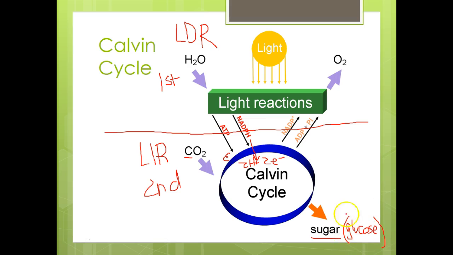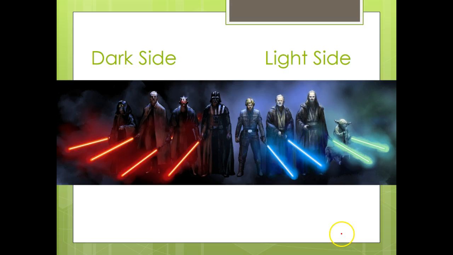So the plant will store energy in glucose until it's ready to break that glucose down into ATP molecules. Okay, so let's talk a little bit about what the Calvin cycle is.